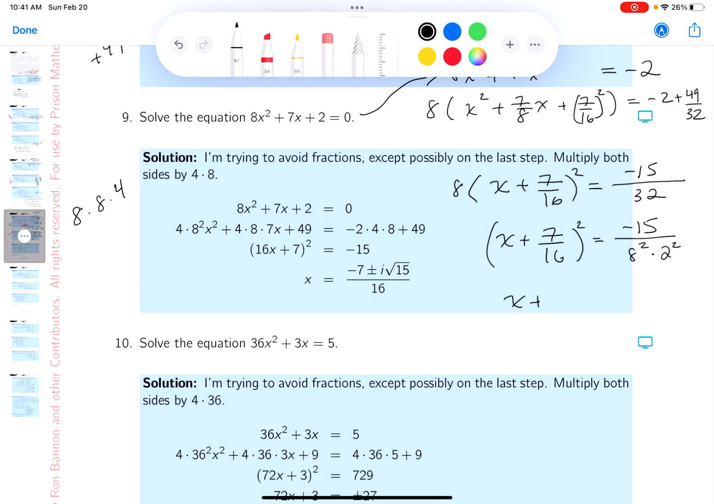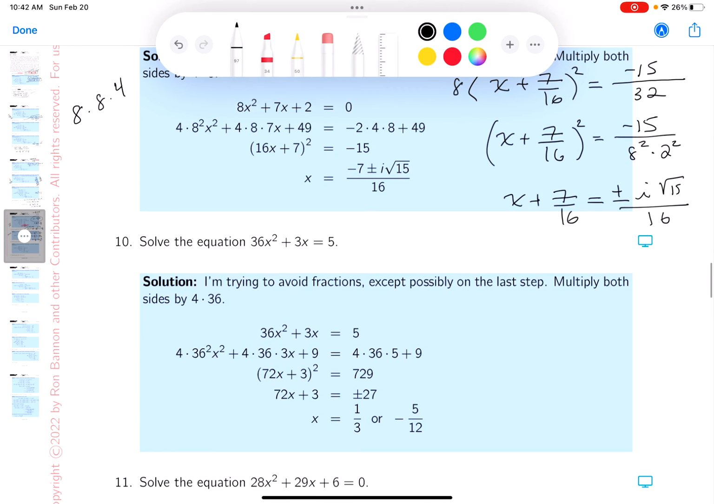x plus 7/16 equals plus or minus, well, the square root of minus 15 is going to be i root 15. And lo and behold, the bottom is just a 16. All right? Now, someone said, what are you going to do now? I'm going to solve for x. And what's x going to be equal to? Minus 7/16 plus or minus i root 15 over 16.